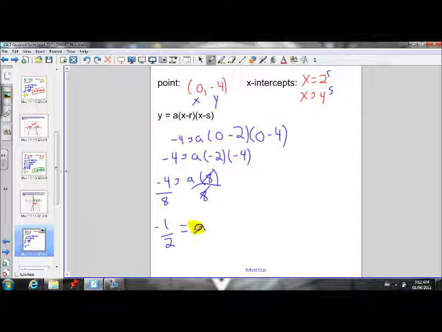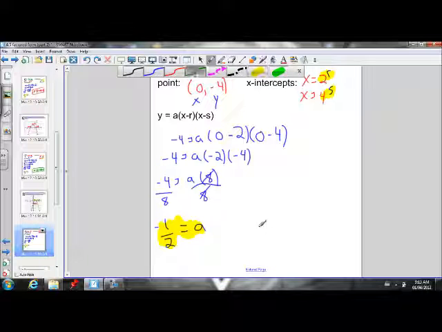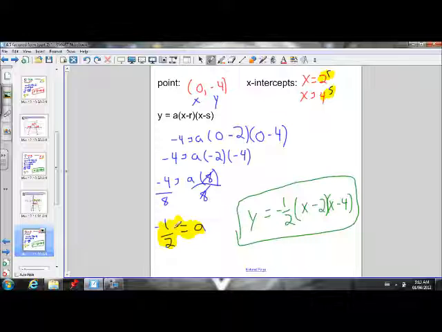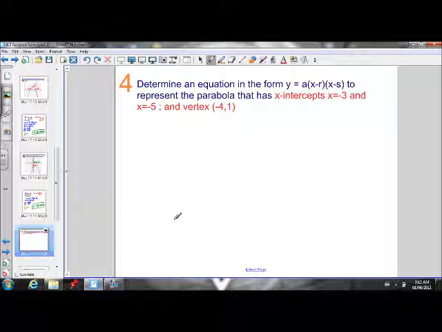We're going to look at the last step on our rules list. We need to plug in values for a, r, and s to write the equation of our parabola in factored form. y equals -1/2, x minus r, which is 2, and then x minus s, which is 4. Nice box around it. There's our final answer. Done. Was that example 3? Yep, that was 3. Okay, 2 more to go.